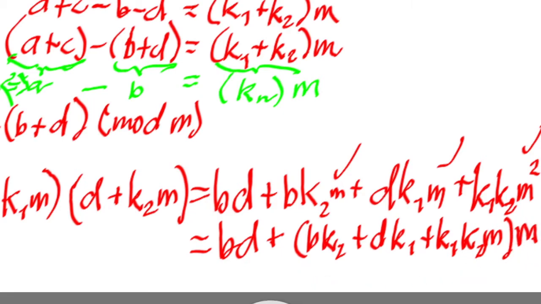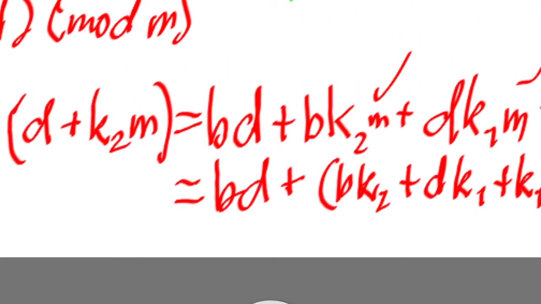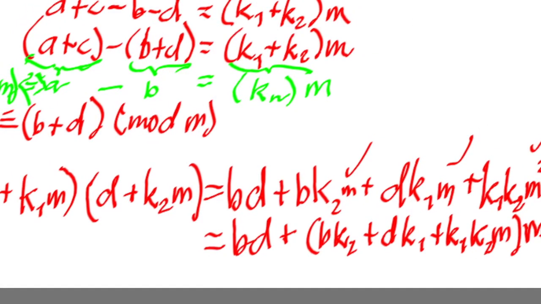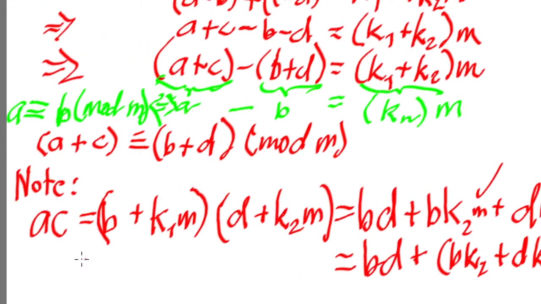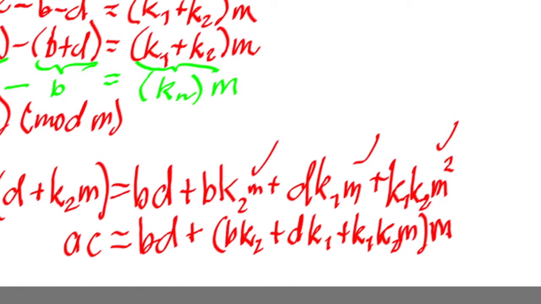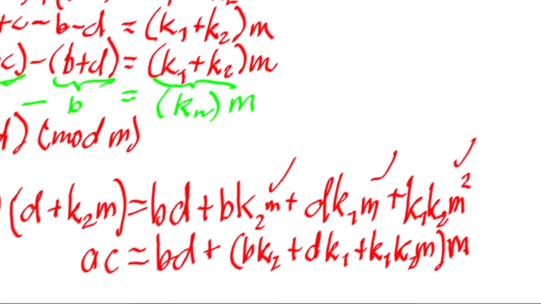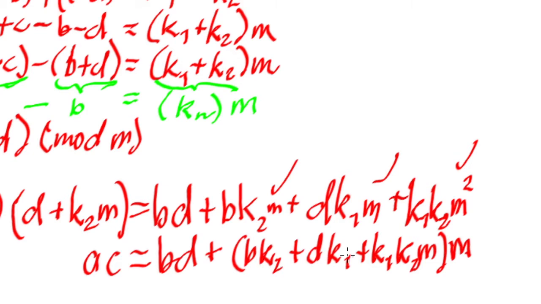Now, let's go back to the left-hand side of this equation. Again, we're only substituting the value of AC. So we can write AC over here so that it can fit the screen. So we have AC is equal to BD plus this one, which is just a random arbitrary integer, times M.